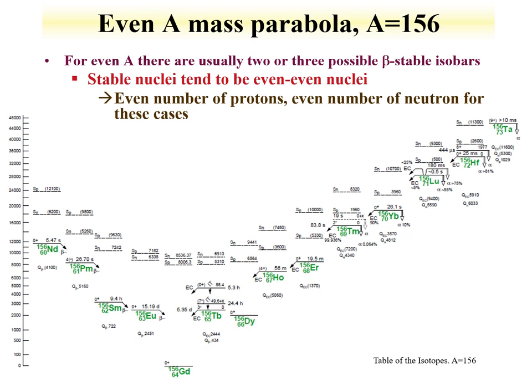So for an A of 156, we'd expect to see two stable isotopes, the dysprosium and the gadolinium. And the other thing you should note with this, for a mass parabola with two stable isotopes, you will not see the two stable isotopes right next to each other in N. So you wouldn't have stable terbium and stable gadolinium. They'd both have to be at the exact same energy level. The stable isotopes are usually off by one N.